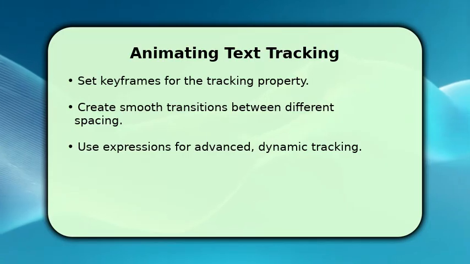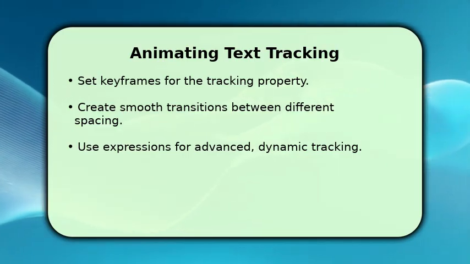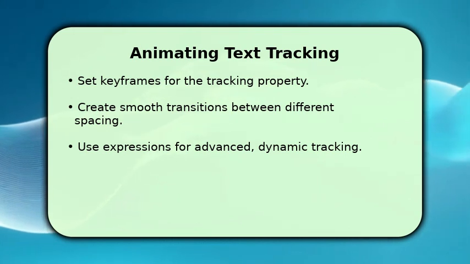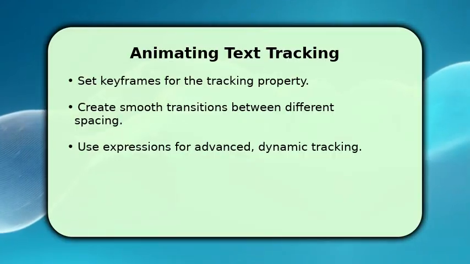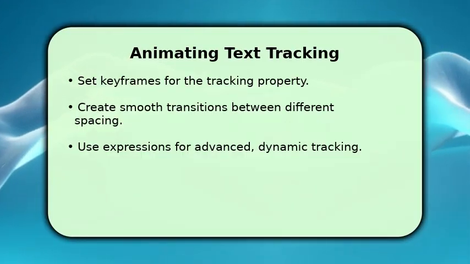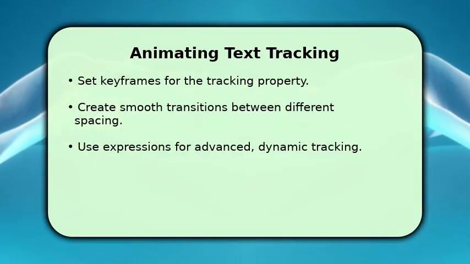Animating tracking adds a dynamic element to your text. To do this, enable keyframes for the tracking property in the timeline. Set an initial tracking value, then move forward in time and set a new value. After Effects will automatically create a smooth transition between these states. For more complex or reactive animations, consider using expressions, which offer powerful control over your tracking effects.